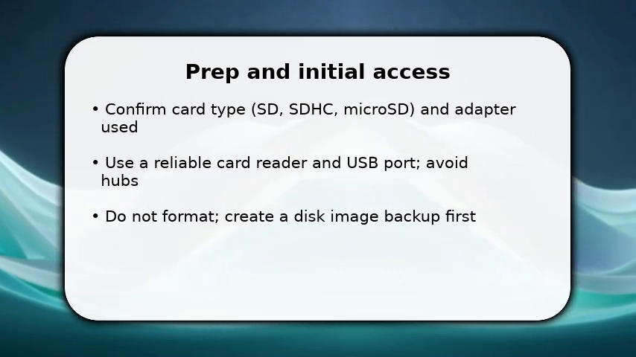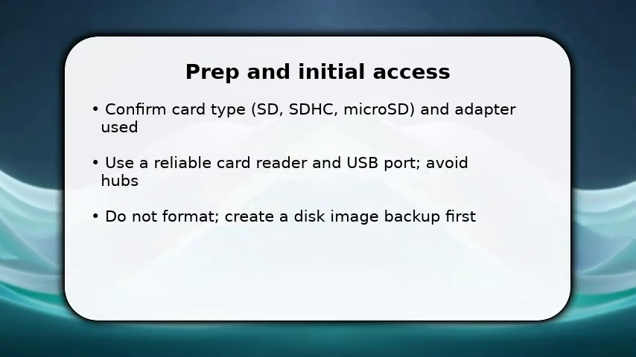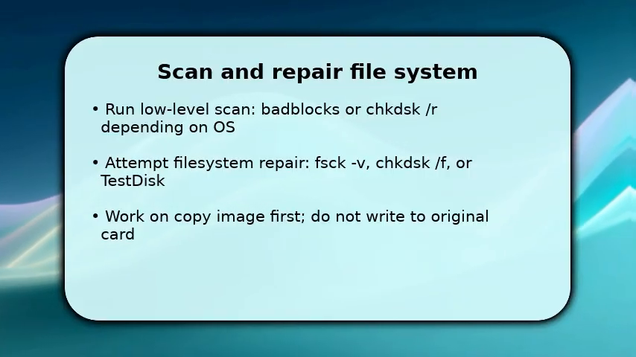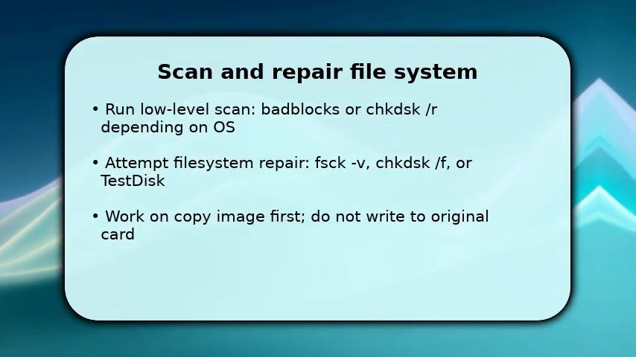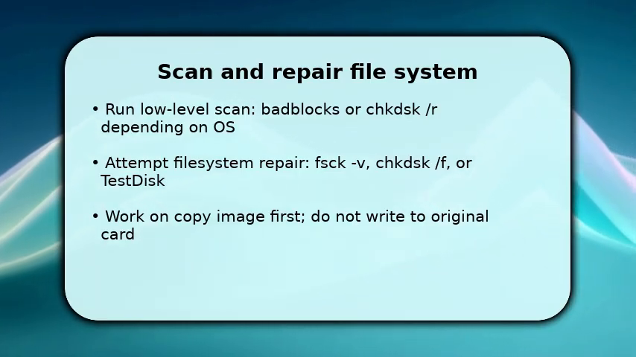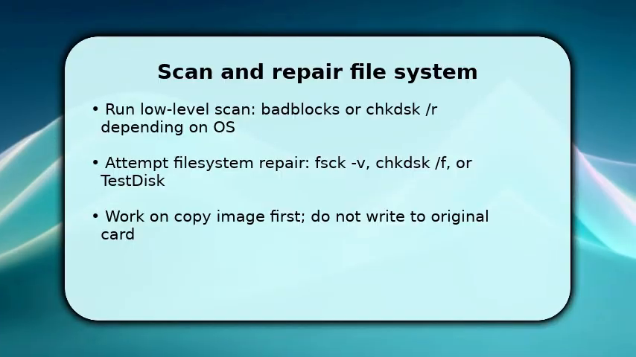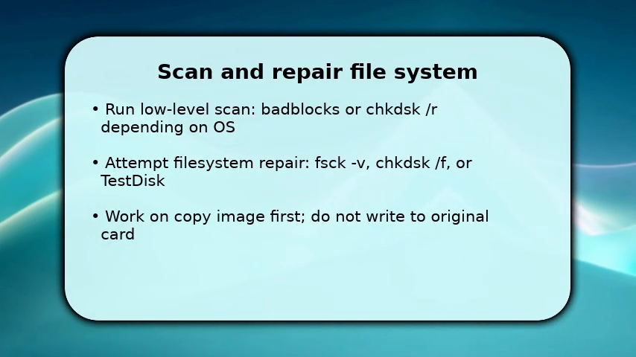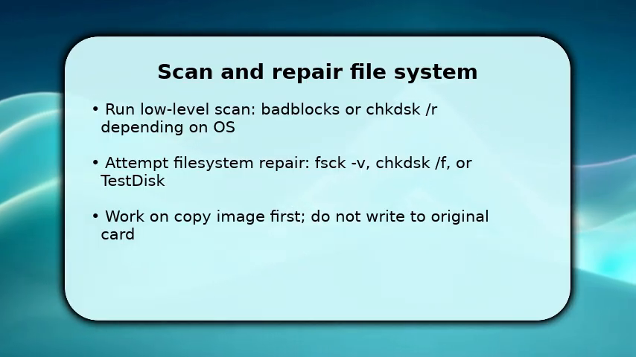Now perform a cautious scan of the image or device. Use badblocks for read-only surface checks, or on Windows run chkdsk /r against the image or drive to locate bad sectors. After scanning, attempt file system repair with fsck on Linux or TestDisk to rebuild partition tables and recover file entries. Always operate on the backup image first so you can repeat or revert.